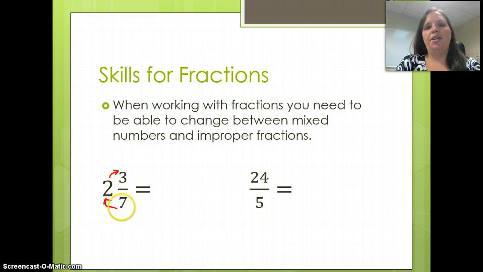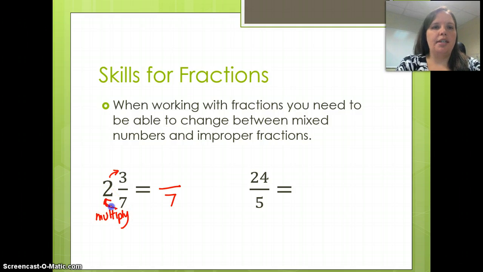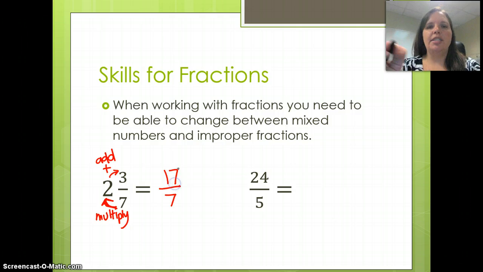So how do you figure out how many sevenths you have in an improper fraction form? You multiply 2 times 7, and that's what this is supposed to be, an arrow, and you add 2 times 7, 14, plus 3, 17, to get 17 sevenths.